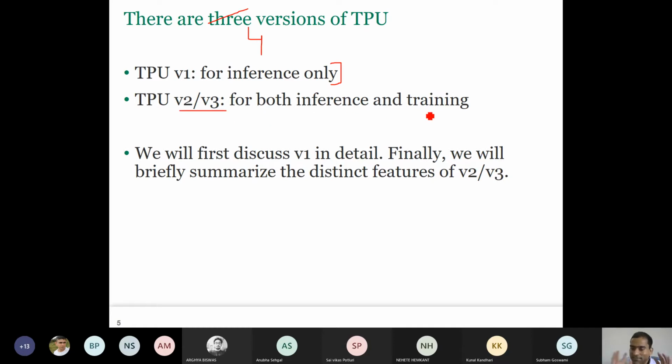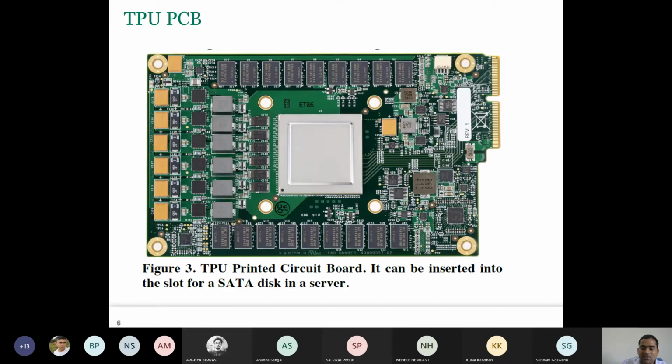Okay, so how do you decide this? I will explain and then I will ask you. So first I will discuss version 1. Then we'll discuss version 2 and 3. So this is how version 1 looks as a PCB.